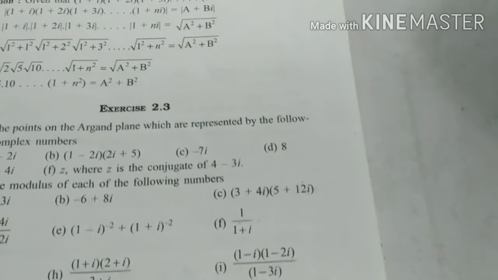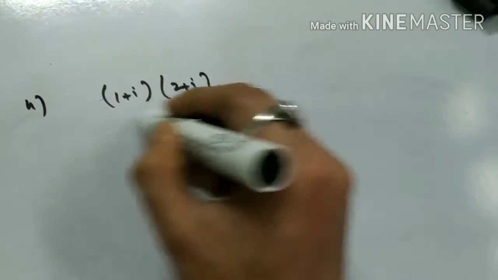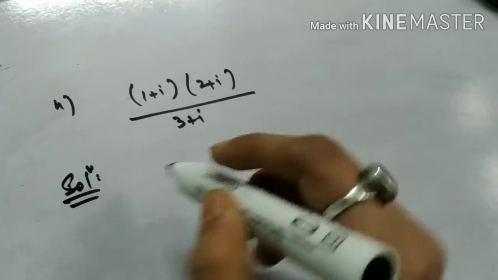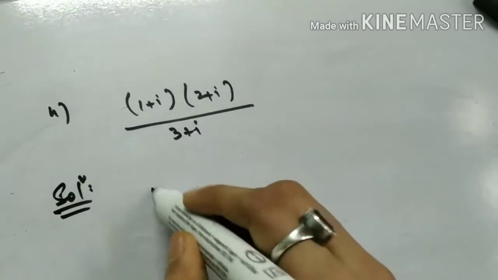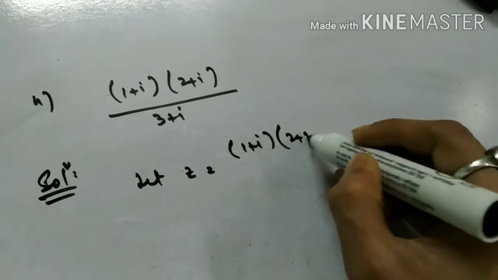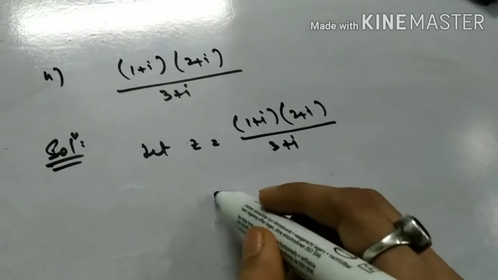Next again, number H. It is given (1 + i)(2 + i) / (3 + i). So solution: in here I can write let z = (1 + i)(2 + i) / (3 + i).